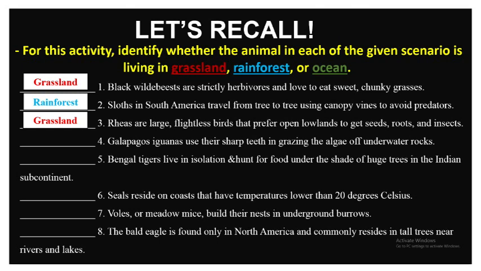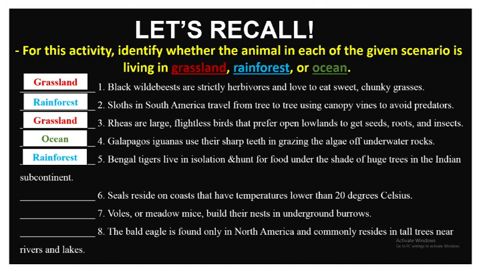So the fourth question is, Galapagos iguanas use their sharp teeth in grazing the algae off underwater rocks. So the answer is oceans. Fifth one is, Bengal tigers live in isolation and hunt for food under the shade of huge trees in the Indian forests. So the tigers live in rainforest.